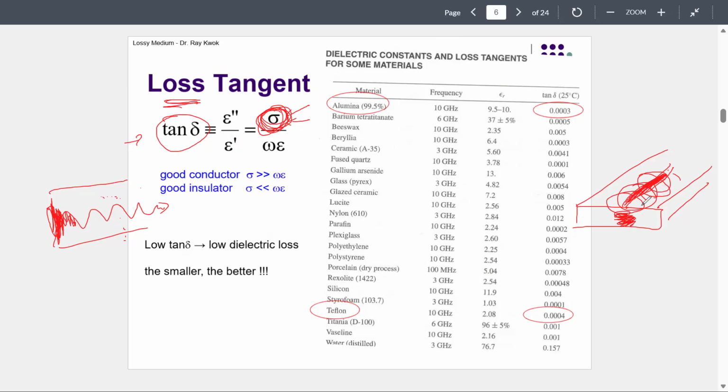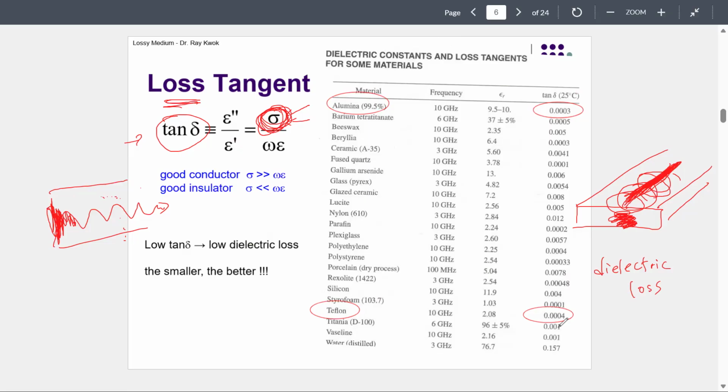So the energy loss is not the ohmic loss on the trace. That's very little. Yeah, there's some, but very little. Most of the energy is lost here in the dielectric. We call it dielectric loss, not ohmic loss, not the conduction loss. That's why we need to pick a dielectric material that has very low loss tangent.